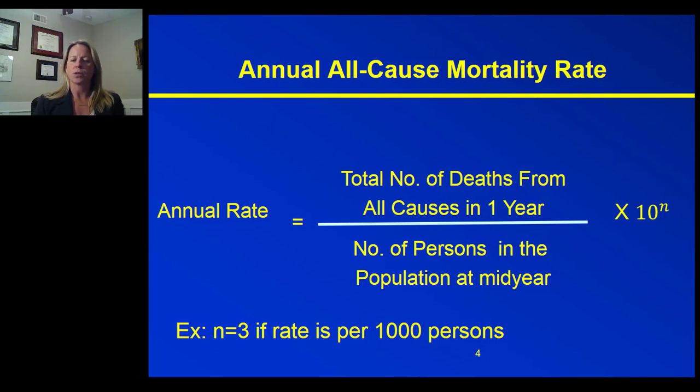It's usually expressed as a number of persons, and it's almost always standardized. So, for example, if we standardized a rate per 1,000 persons, we would take that measure and multiply it times 10 to the third. And the reason we standardize these measures is so that they are comparable across different sources.